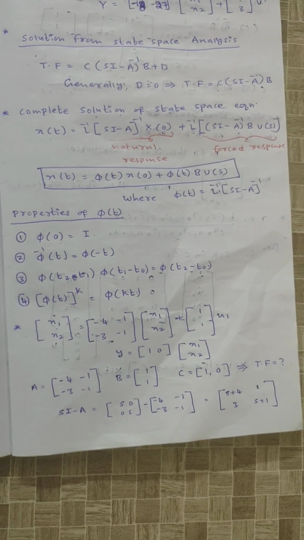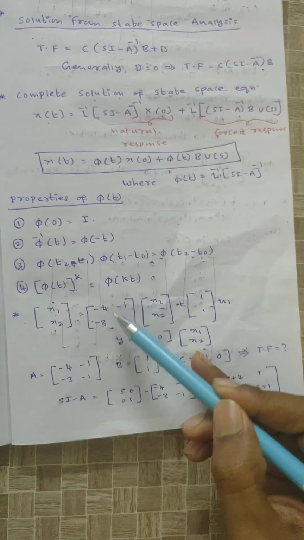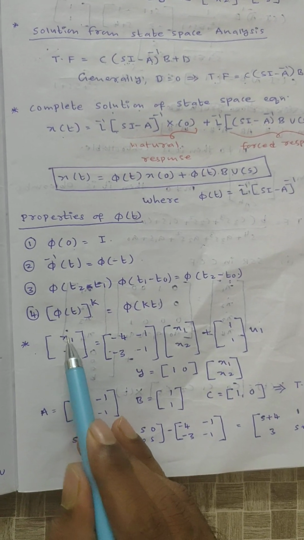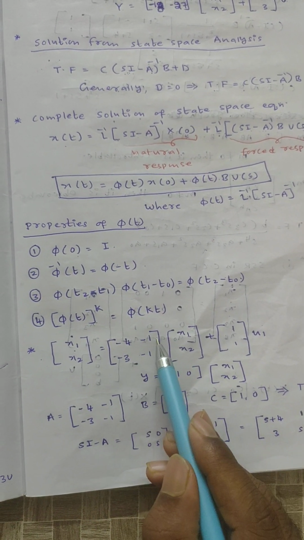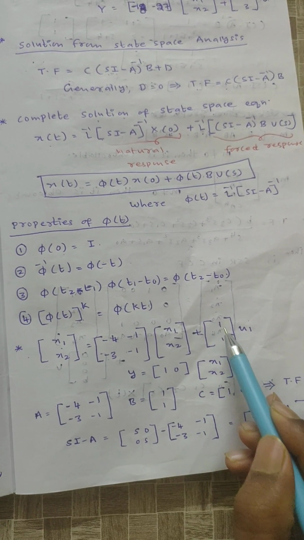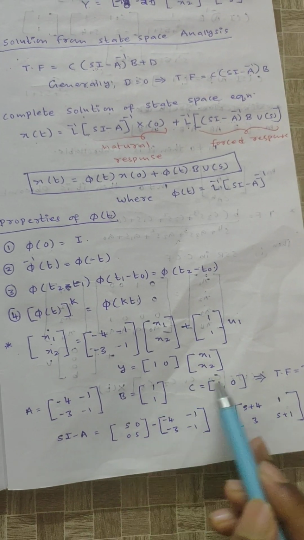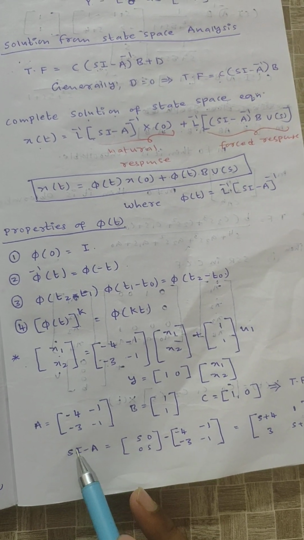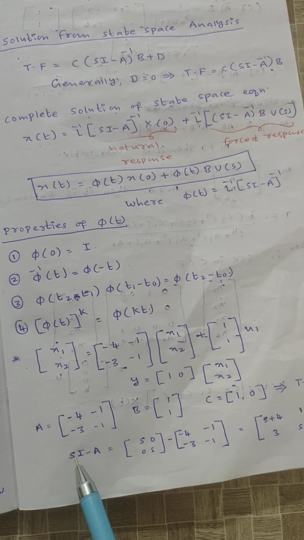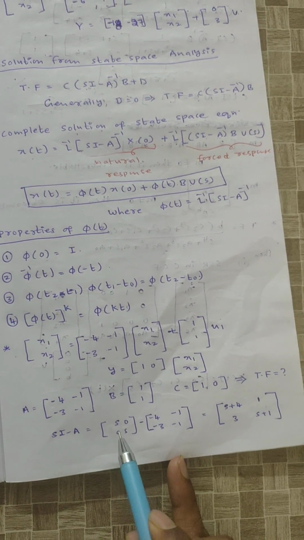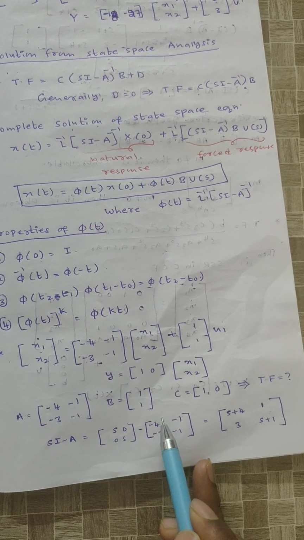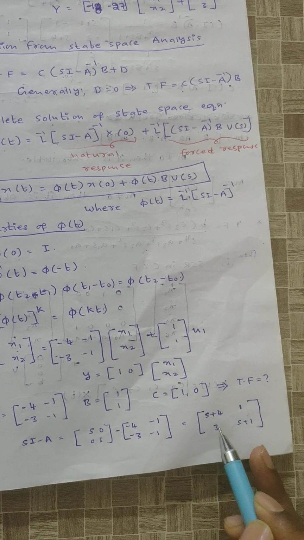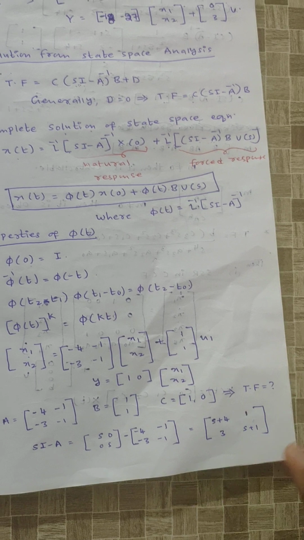Now we will solve one problem: when the state matrices are given, how to find the transfer function. See here, x1 dot, x2 dot: the A matrix is minus 4, minus 1, minus 3, minus 1. The B matrix is 1, 1. The C matrix is 1, 0. A, B, C are given. First we need to find sI minus A. This is a 2 by 2 matrix. The identity matrix is 1, 0, 0, 1, multiplied with s, so you get s, 0, 0, s, minus the A matrix. If I simplify this, I get s plus 4, 1, 3, s plus 1. This is a 2 by 2 matrix.